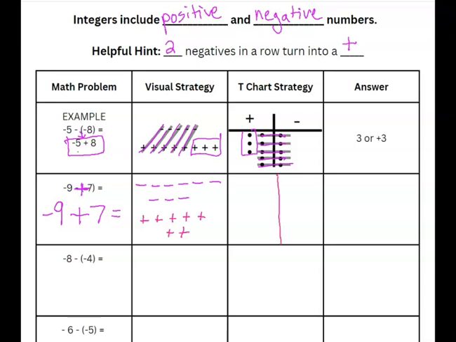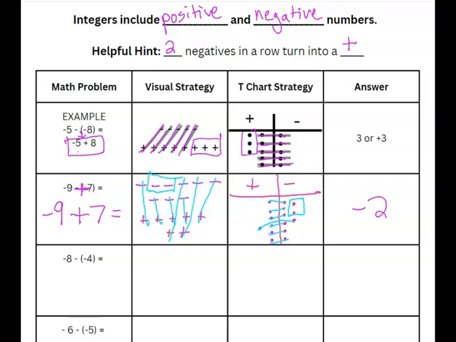Okay, next I'm going to get ready to draw my T-chart. I have a negative 9, so I'm going to go ahead and put 9 dots on the negative side. And then I have a positive 7, so I'm going to put 7 dots on the positive side. All right. The next step is to start crossing off pairs of one positive and one negative so that they cancel each other out. Go ahead and try and do that on your own and push play on the video when you're ready to check your answer.